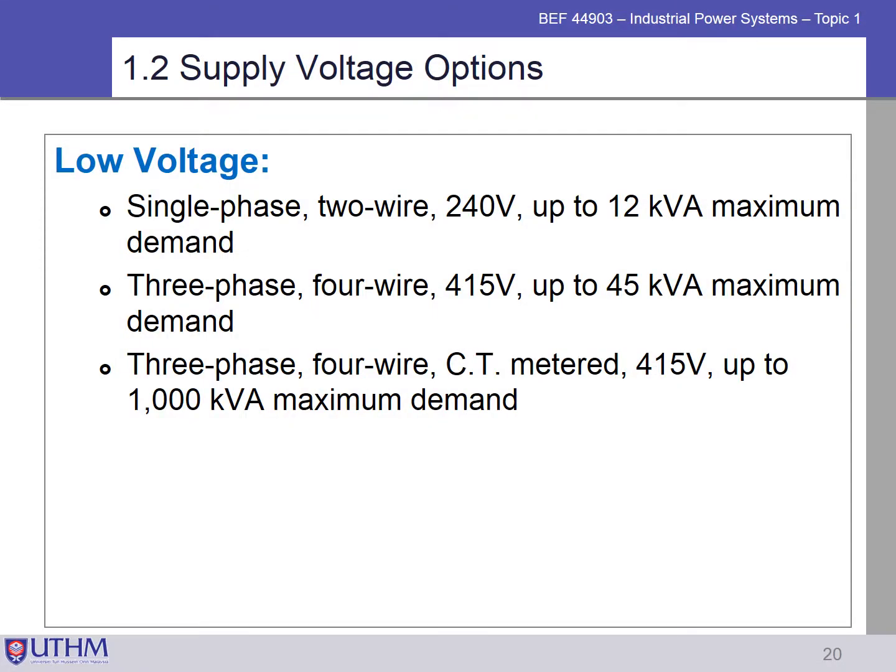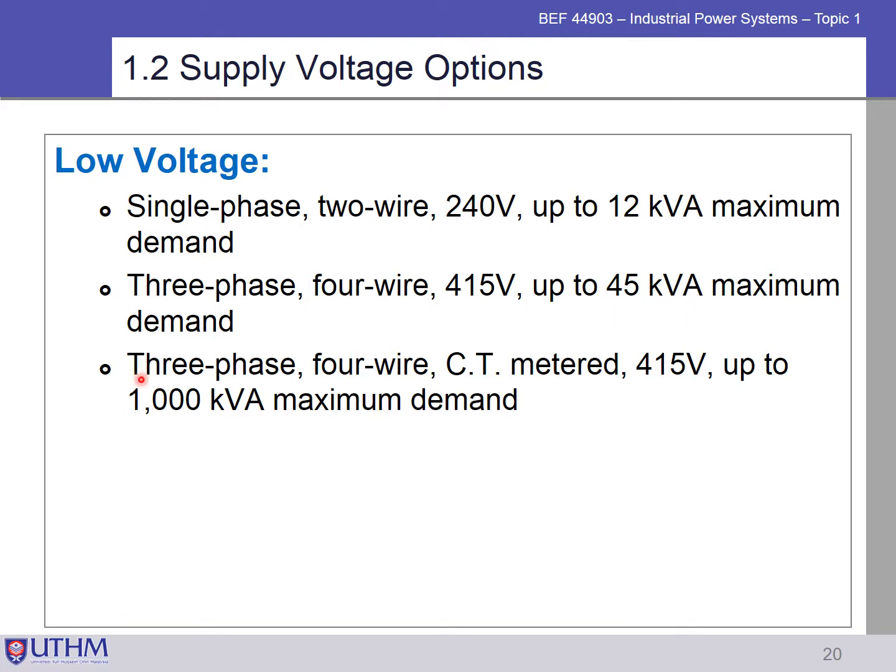Okay, this is the supply voltage option. This is the characteristics of the voltage for low voltage, medium and high voltage. First we go to low voltage. We can see that there are 3 types here. The first one is single phase, 2 wire. The supply voltage is 240, and the load is 12 kVA maximum demand. For 3 phase, 4 wire, the voltage is 415 volt, and the load is up to 45 kVA maximum demand.